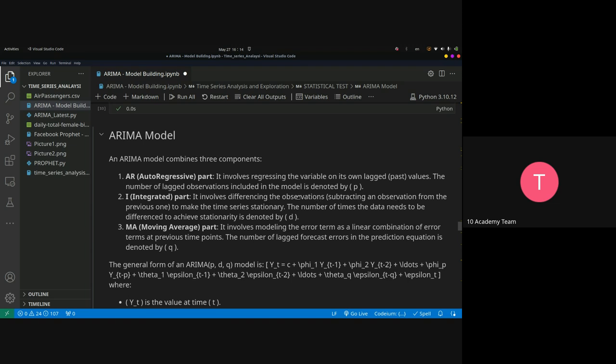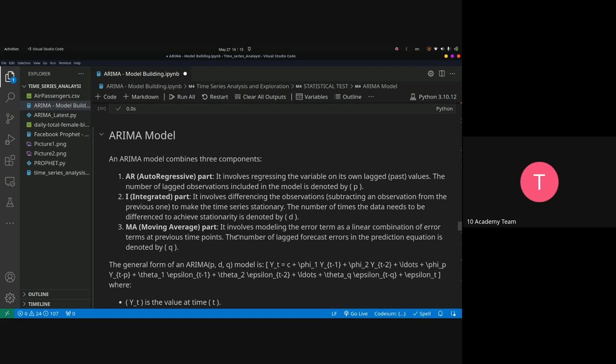That means subtracting an observation from the previous one to make the time series stationary. So that's the number of times that the data needs to be differenced. Like the log minus log shift, that's the first order. And if that's not stationary, we do the differencing again, like the result we obtained minus the result dot shift. So we do that multiple times, or d times, until we get a stationary series. So that's the order.